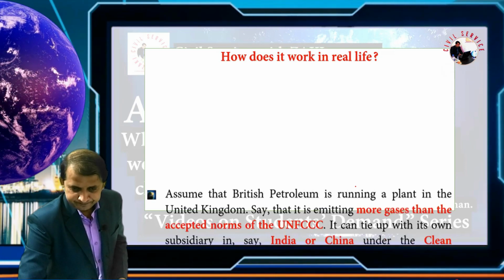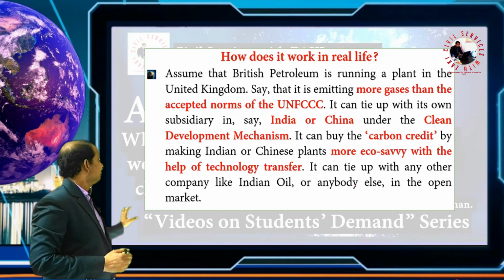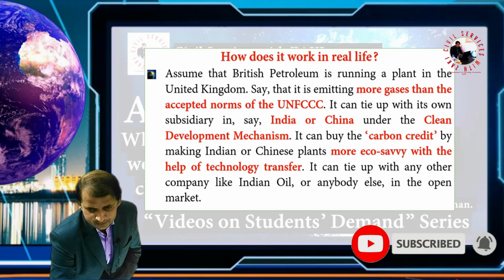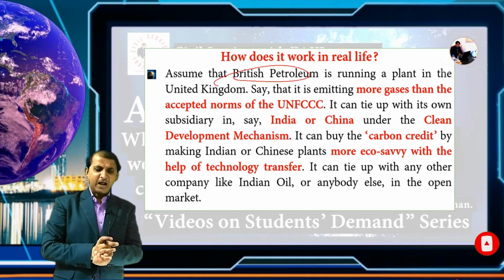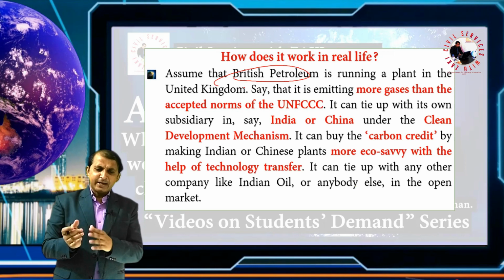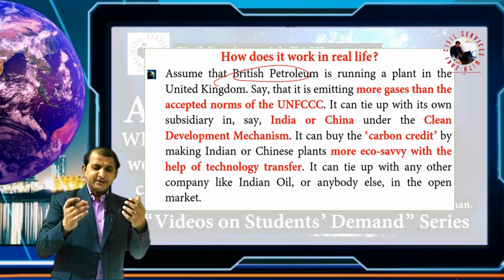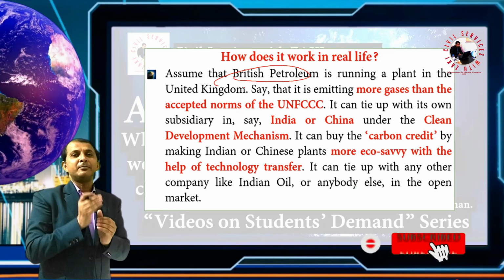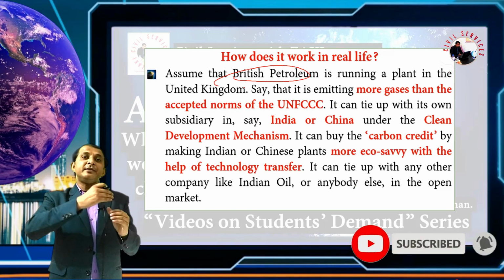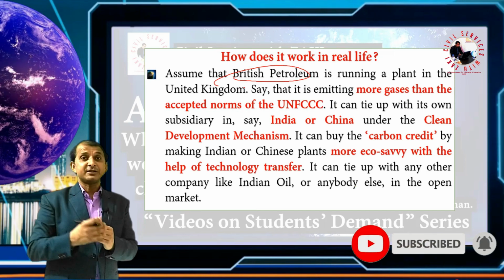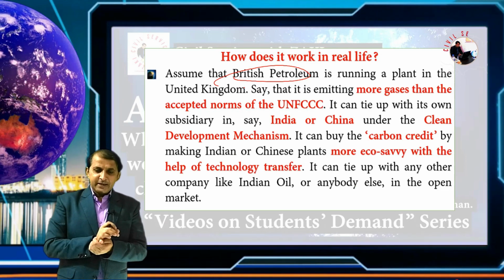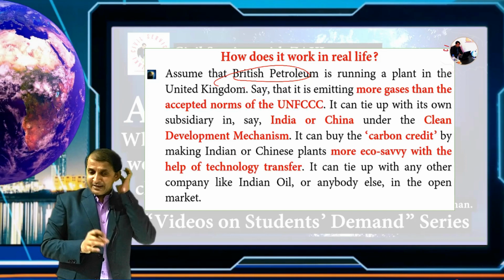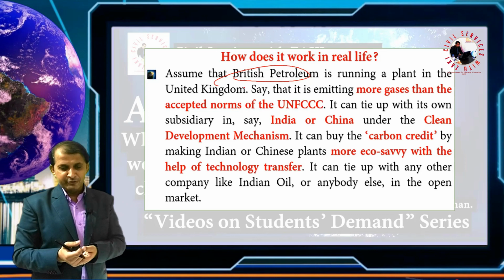So see here, assume British Petroleum is running a plant in the United Kingdom. Say that it's emitting more gases than the accepted norm. The accepted norm is 5 tons and they produce 7 tons, 6 tons. So it's emitting more gas than agreed by the United Nations UNFCCC.